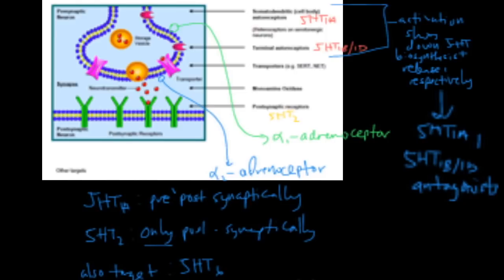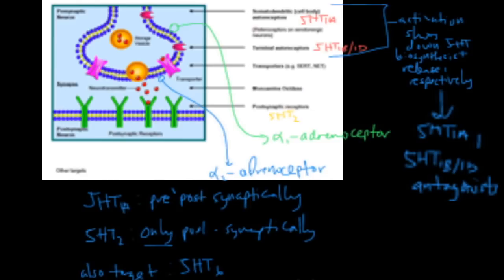Let's see. Postsynaptic receptors are your 5-HT2 receptors. Important note, 5-HT1A is found pre- and postsynaptically, whereas 5-HT2 is only found postsynaptically.